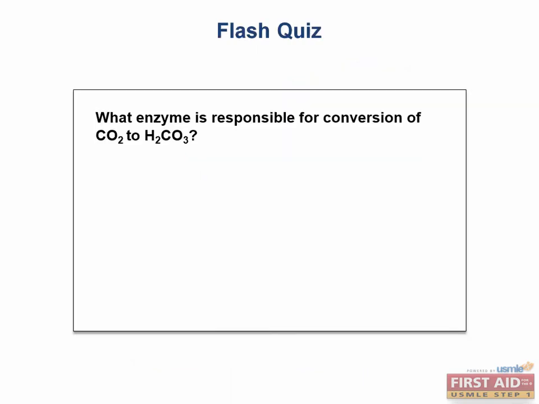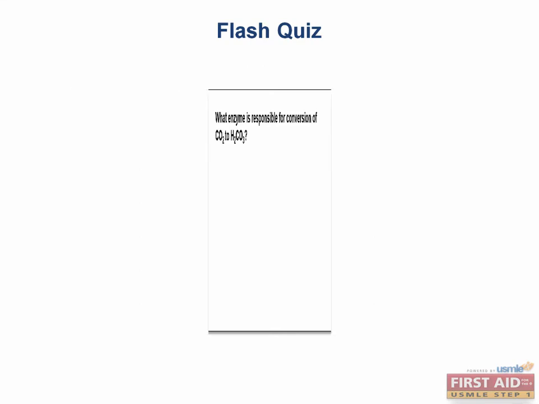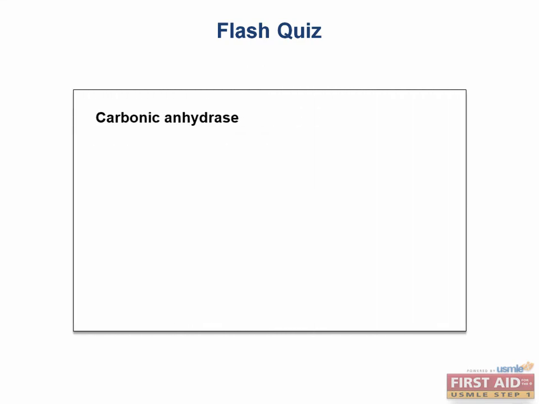In this flash quiz, what is the enzyme responsible for the conversion of carbon dioxide and water to carbonic acid and eventually bicarbonate inside the RBC? Well, I didn't specifically give you the name in my lecture, but carbonic anhydrase was covered in previous chapters, and is an important enzyme to commit to memory for hematology, renal, respiratory, and really most of Step 1. This is a pretty high yield enzyme.